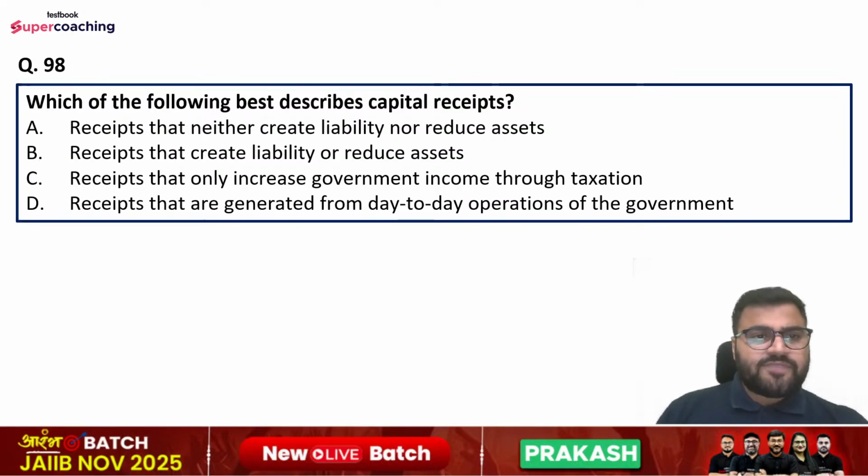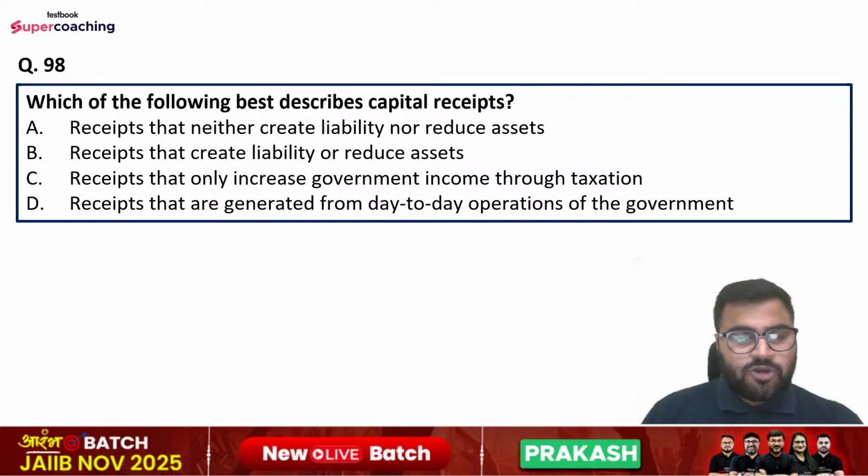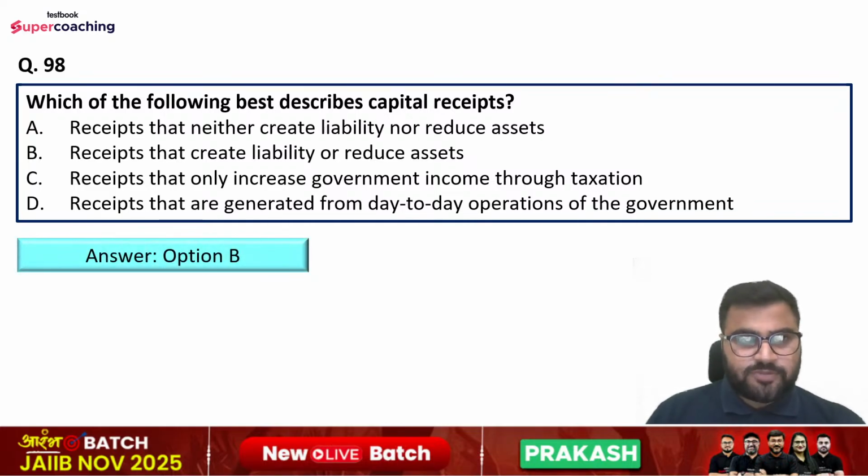Question number 98, which of the following best describes capital receipts? Options are receipts that neither create liability nor reduce assets, receipts that create liability or reduce assets, receipts that only increase government income through taxation, or receipts that are generated from day-to-day operations of the government. So right answer is option number B.